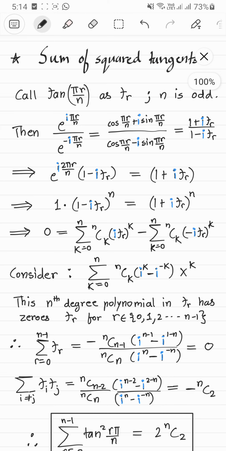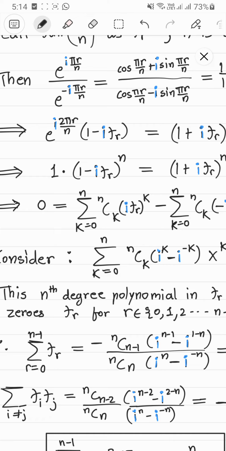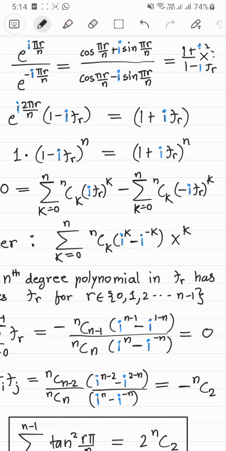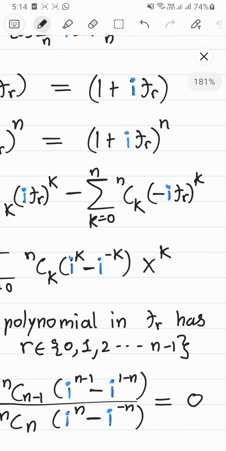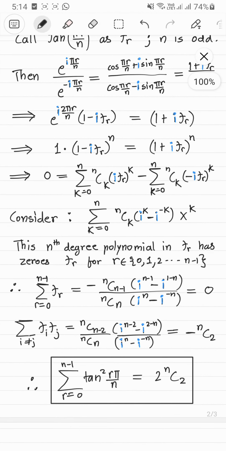Then using the binomial theorem, we can write this kind of equation, and then we define a function. So we take this polynomial function, the summation from k equal to 0 to n of nCk (i power k minus i power negative k) x power k. How is that happening? Negative i is just 1 upon i, and that's why i power negative k. So this thing is a degree n polynomial, because when you put n in there it becomes x power n, and i power n minus i power negative n is not 0, since n is an odd number.